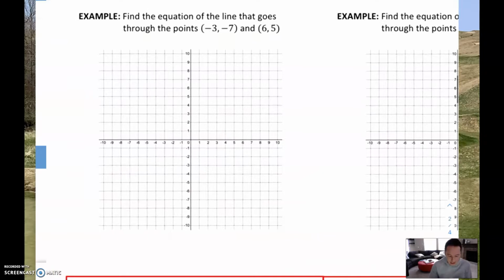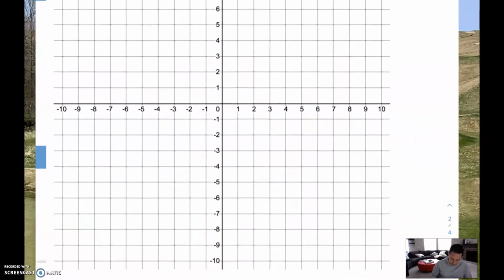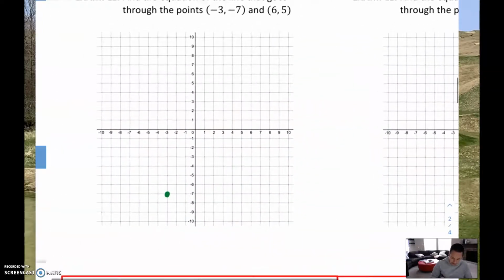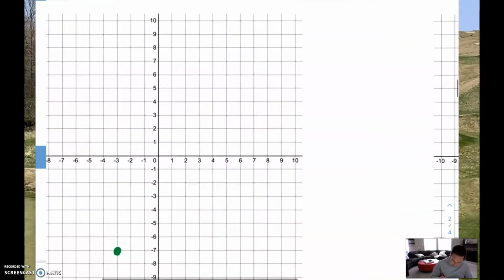Next example, find the equation of the line that goes through the points (-3, -7) and (6, 5). So here's (-3, -7), way down here. And then we have (6, 5), which is over 6 and up 5. It's going to be way up here. Oh no, this seems like a little bit more difficult.